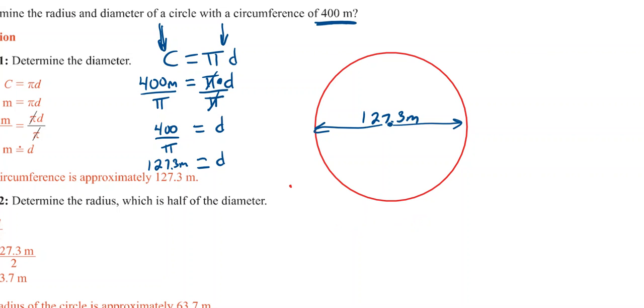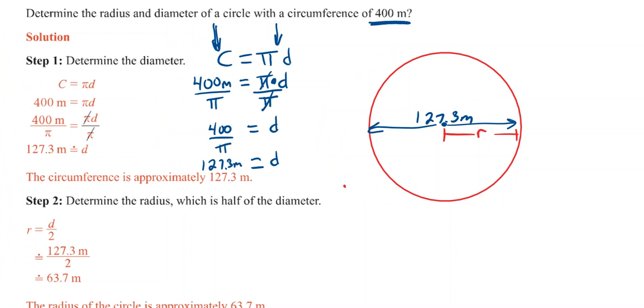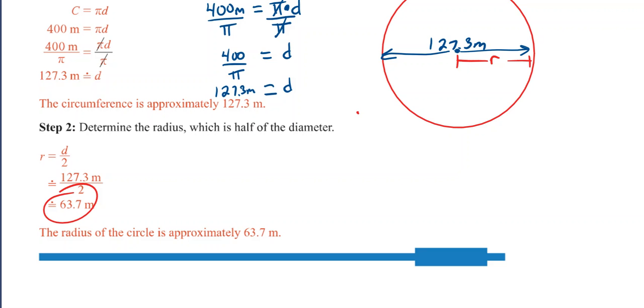The radius is really just half of the diameter. Like our radius is just from there to there. So we're just going to go 127.3 divided by 2. And that's really just what we got going on there. So 63.7.